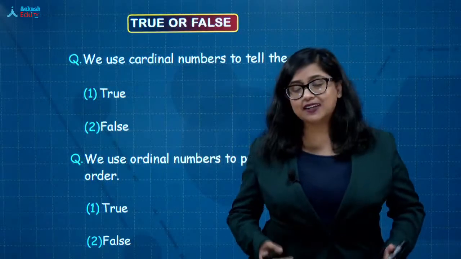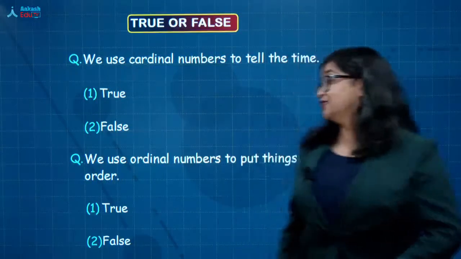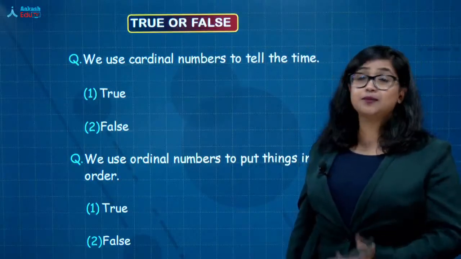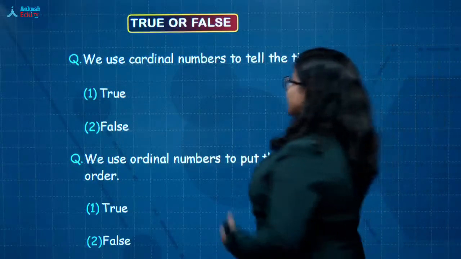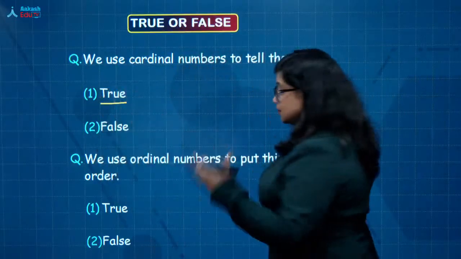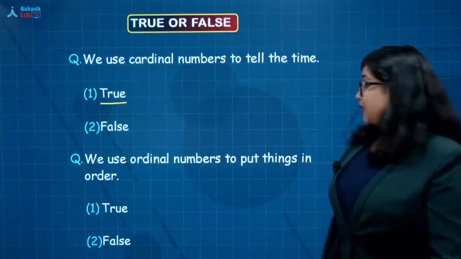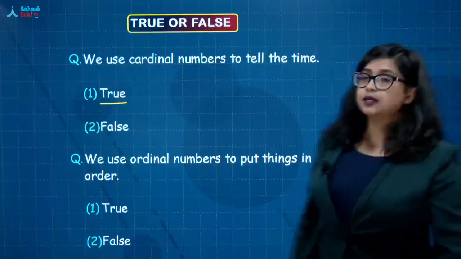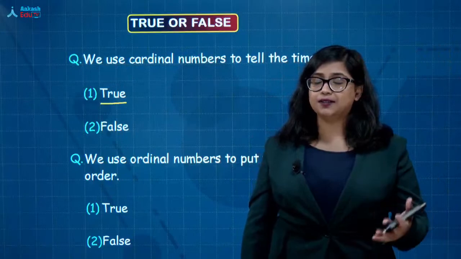Yes, absolutely correct guys, very well done, excellent job. This statement is true. We do use cardinal numbers, that is 1, 2, 3, to talk about the time. It's 6 o'clock, it's 7 o'clock, it's 9 o'clock, right? Then we use ordinal numbers to put things in order. Come on, think about it and try to guess the correct answer.